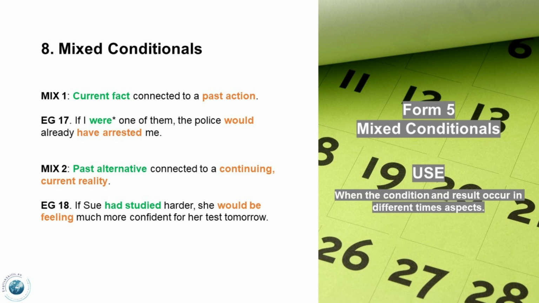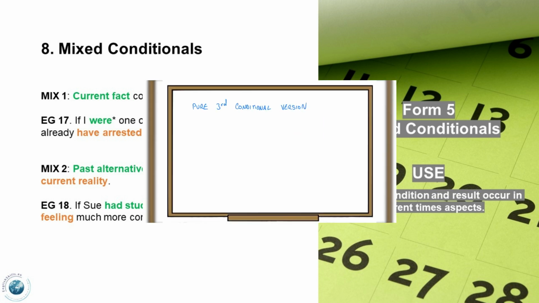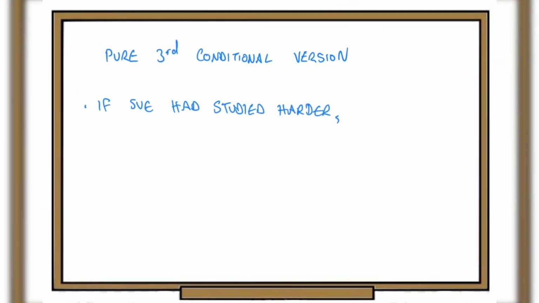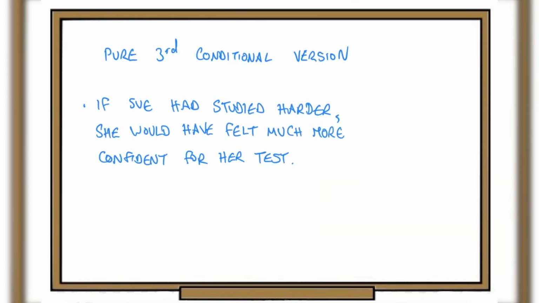Now let's look at another similar mix of conditional forms. Mix 2. A past alternative connected to a continuing current reality. Example 18. If Sue had studied harder, she would be feeling much more confident for her test tomorrow. Clause 1 is the if clause in the third conditional form. Clause 2 is the results clause in the second conditional form. Let's compare the example with its pure third conditional version. If Sue had studied harder, she would have felt much more confident for her test.